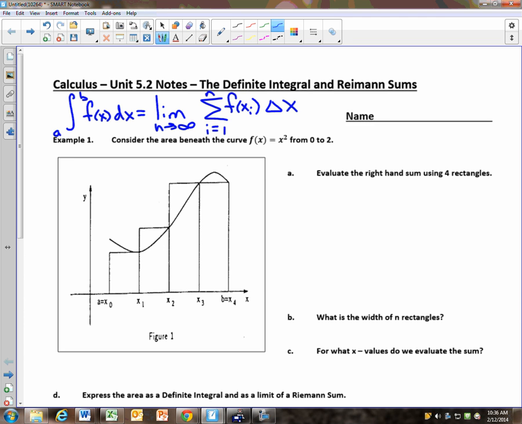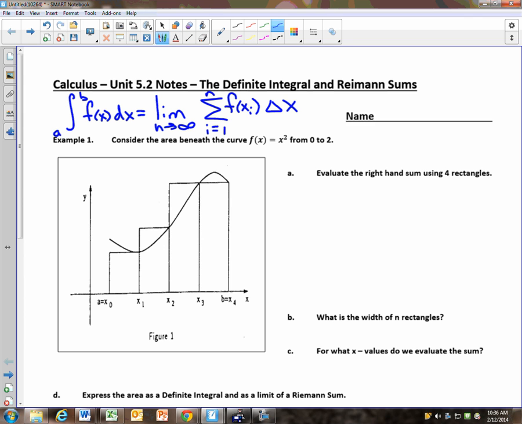So this is a new symbol. There's many types of calculus. What we're going to focus on right now is, we did differential calculus first semester, and now we're doing what's called integral calculus. And this is what's called an integral symbol. This integral symbol is going to represent the area underneath the curve bounded from a to b. Okay?